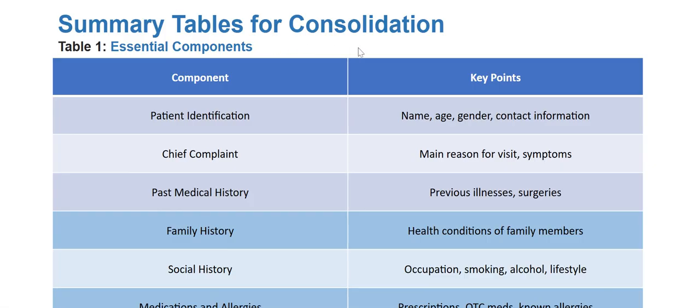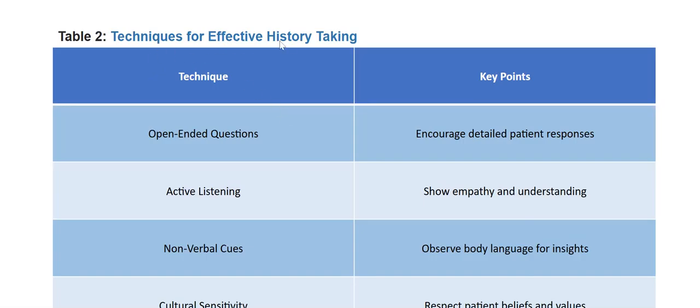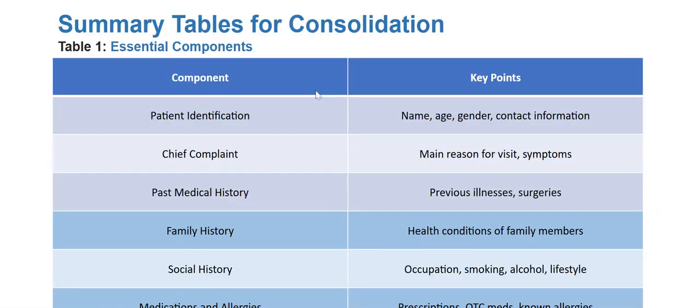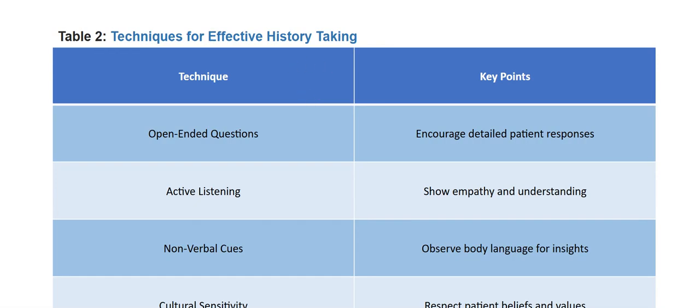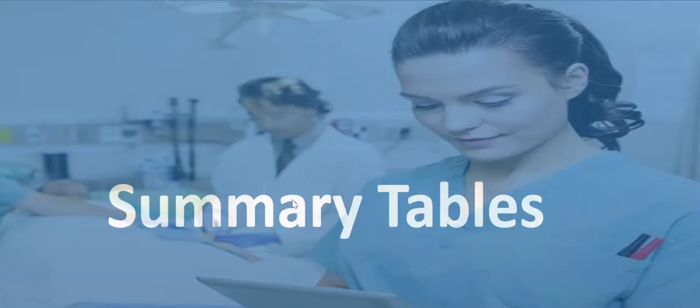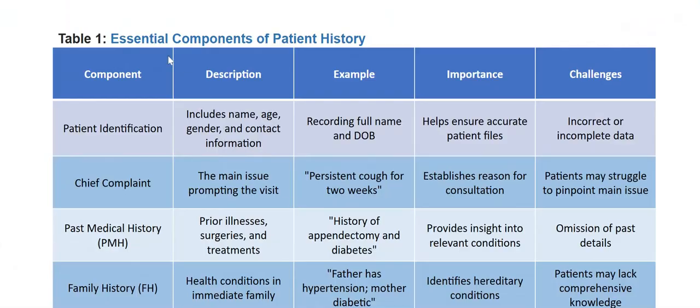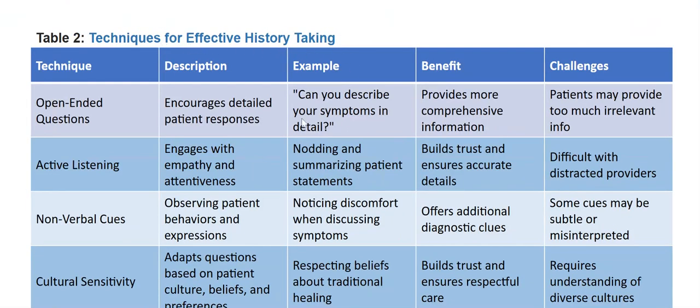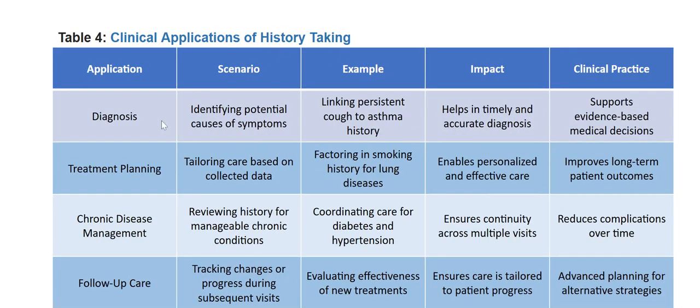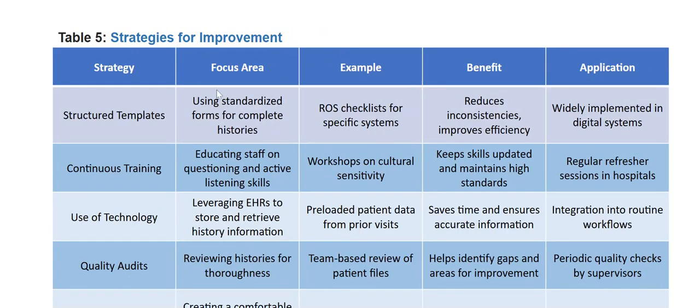Summary tables for consolidation. By mastering the art of obtaining accurate patient histories, advanced medical scribes become integral to effective healthcare delivery, ensuring safety and continuity of care. Here we have summary tables: a table on essential components of patient history, a table on techniques for effective history taking, a table on challenges in history taking, a table on clinical applications of history taking, and a table on strategies for improvement.